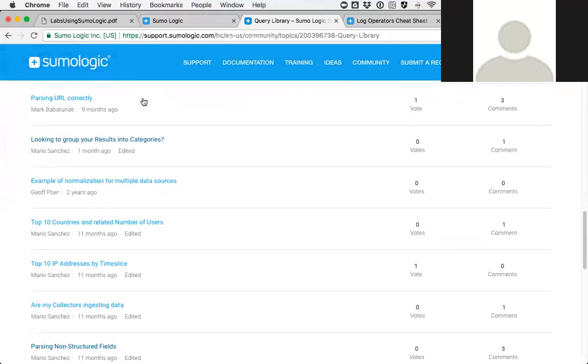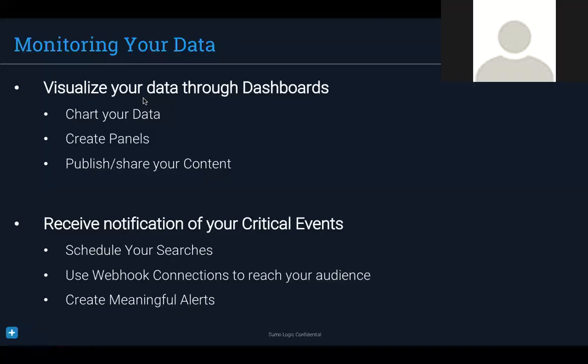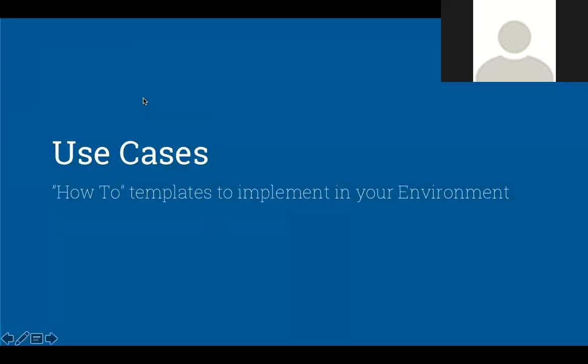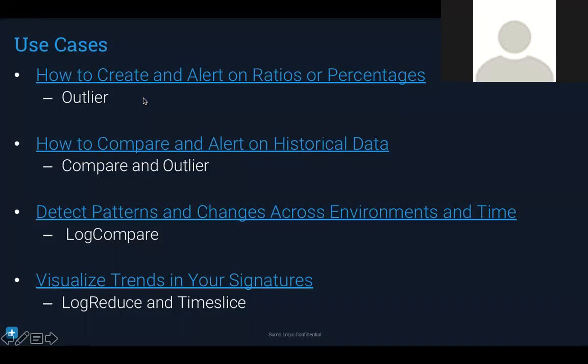And then with that said, I have, again, pointing you to the lab, but these use cases, you notice that these are links. These are actual links to the community itself. So from an outlier perspective, if you want to create an alert on ratios or percentages, you would use the outlier operator. If you want to compare and alert on historical data, you would use the compare and the outlier operator. And all these show you exactly how to do it.